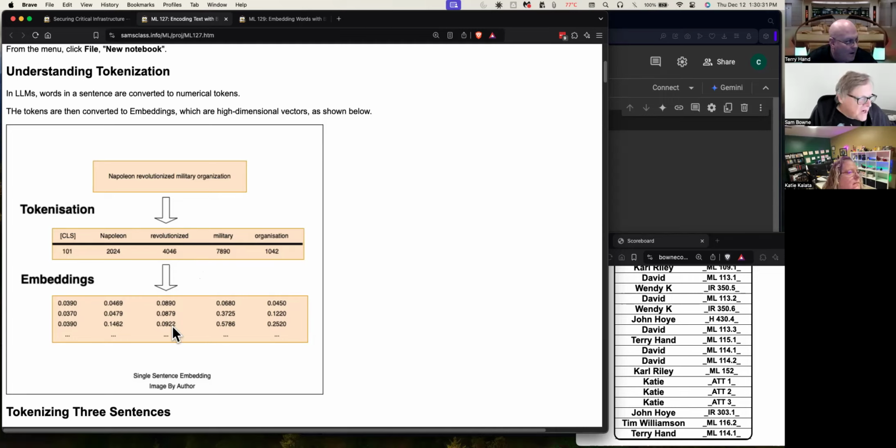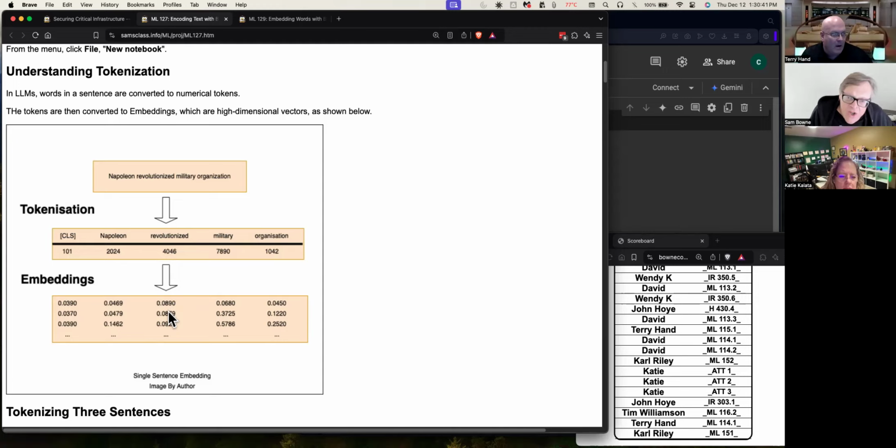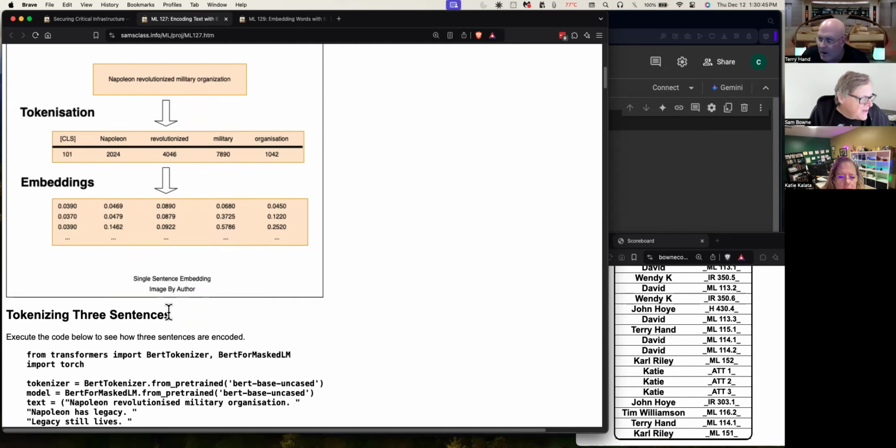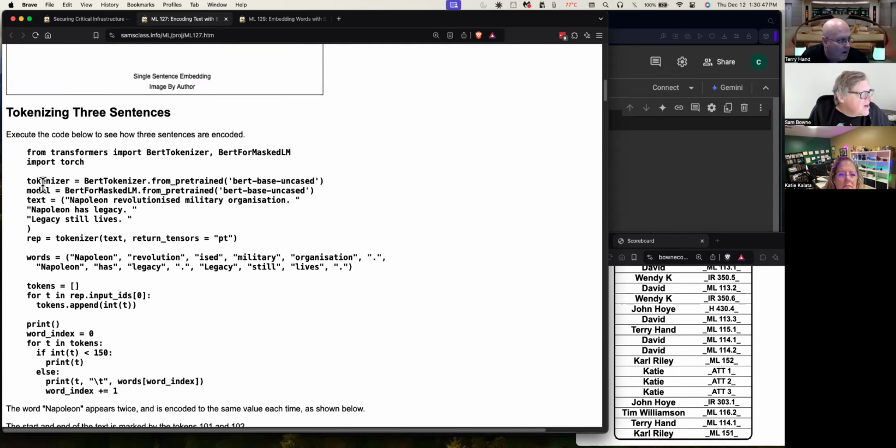Then you do the part that matters. You embed it in a high-dimensional vector. Each word turns into a vector, and these vectors are meaningful in the sense that two words with similar meaning will be near each other in this vector space, and two words with different meaning will be far apart in this vector space. And so here's how it works.